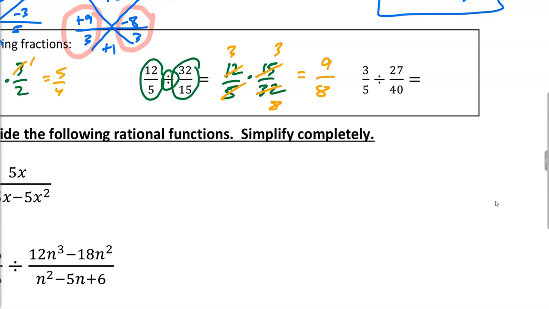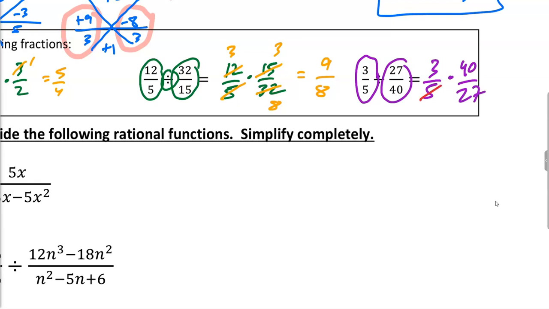Oh, I should be doing this. Oops. Yeah, yes, sure should, kid. 3 over 5. 40 over 27. So easy. 5 goes into 40 8 times. 3 goes into 27 9 times. 8 over 9. Sorry. Guys, it's fractions!